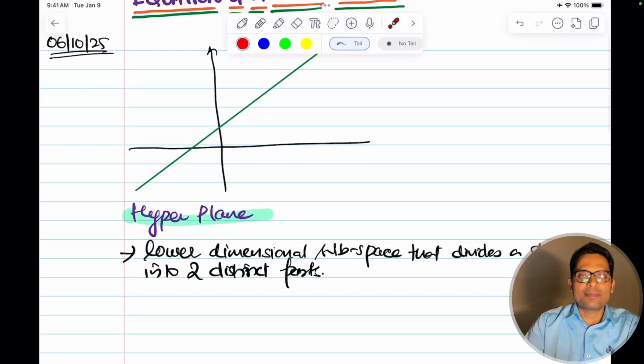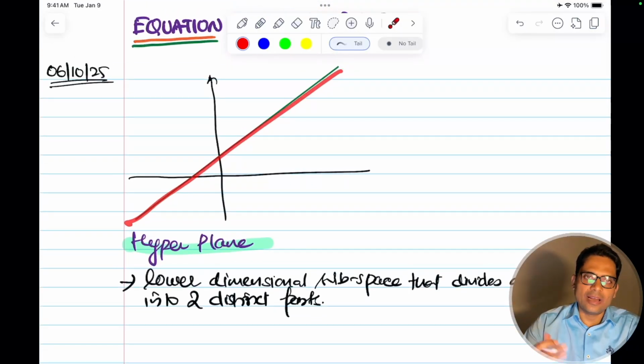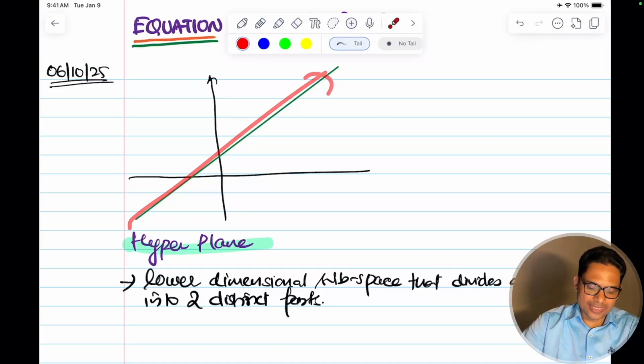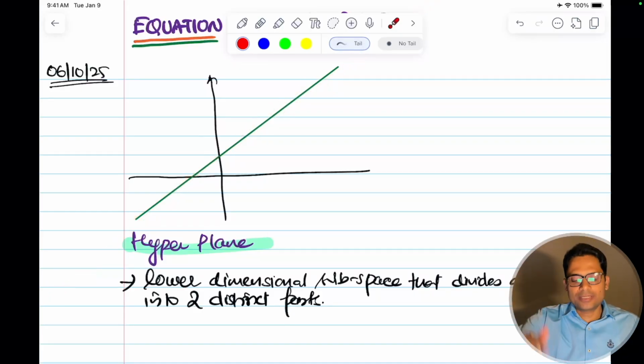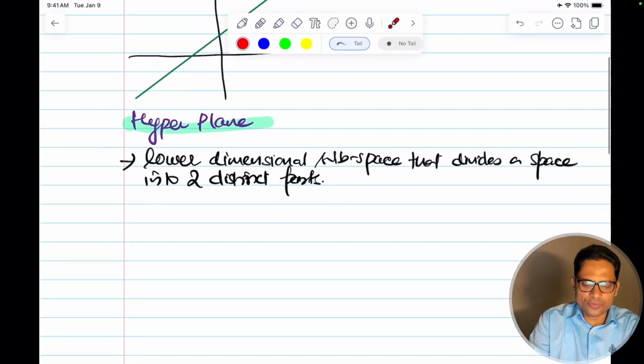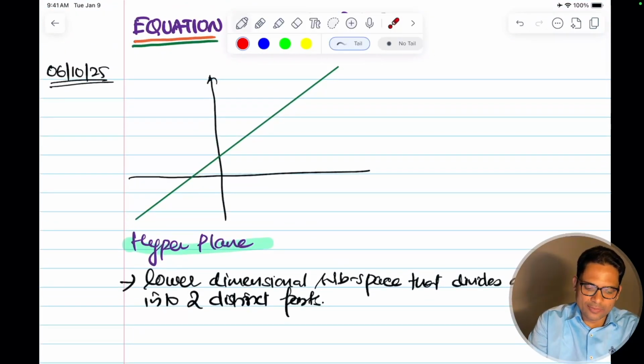Let's understand a hyperplane in its simplest form, and we'll generalize it to D or n dimensions. So we'll start with two dimensions. This line will run through infinite space and divide it into two distinct parts. So what's the equation of a line? What will be the equation of this line?